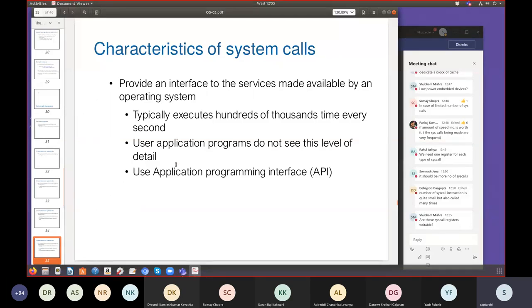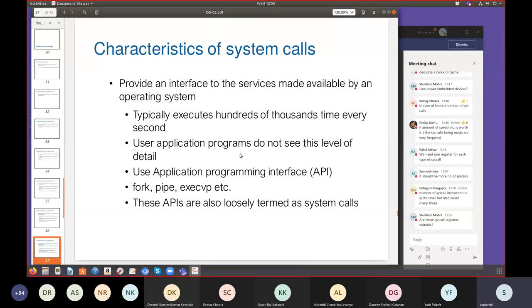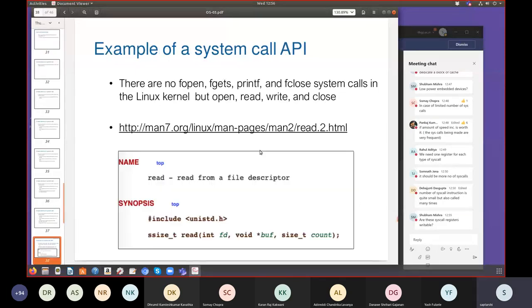Right. So basically, the kernel gives us an application programming interface or an API. Things like fork, pipe, etc. Before that, when writing a program, we do not use that hardware function. We do not use that specific instruction called syscall. We only have an API which will essentially give us some functions. And from your program, it will seem like you are doing just function calls. Now, since that is the most common way of using system calls, these APIs are also loosely termed as system calls. Right? Here is an example, the read system call.